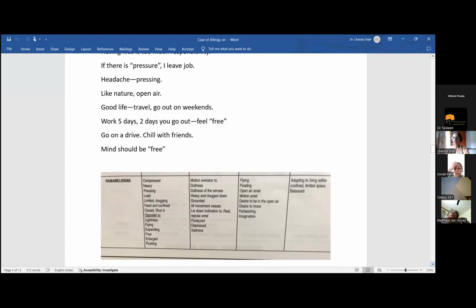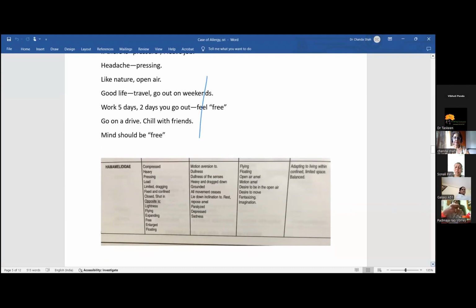So, what is the sensation of Hemimelidae? All this is there in the patient, no? Heavy, load. Then he wants to feel light. Yeah. And again, there's heavy and dragged down. Then he wants to be in the open air, right? So, these are all from the Hemimelidae family, which belongs to subclass 2.